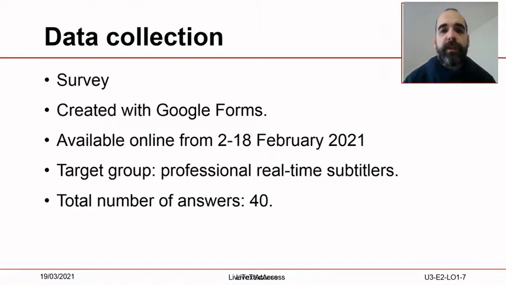The survey was created using Google Forms and was available online from the 2nd of February 2021 to the 18th of February 2021. The target group was professional real-time subtitlers. The survey was disseminated through LTA's newsletter and social media, and partners shared the survey link with their contacts. We received 40 answers. The results of the survey are presented and analyzed in all 3 video lectures of Element 2.